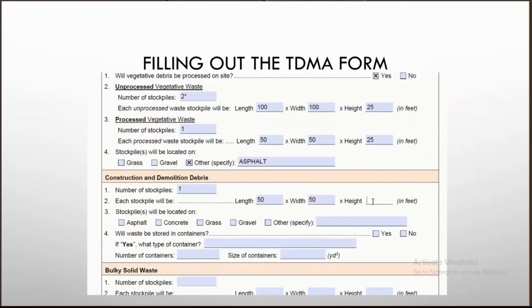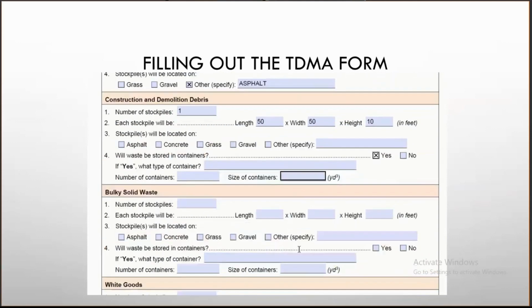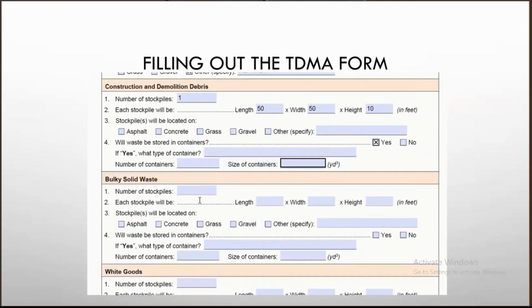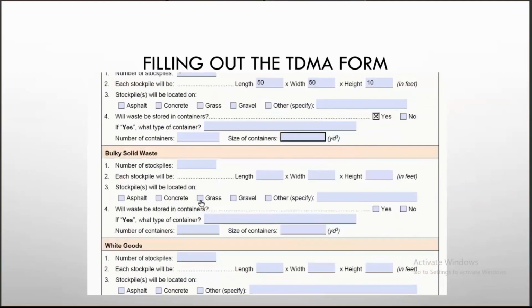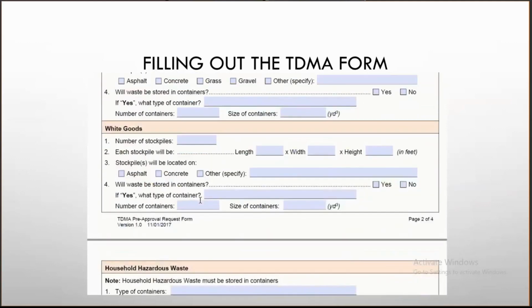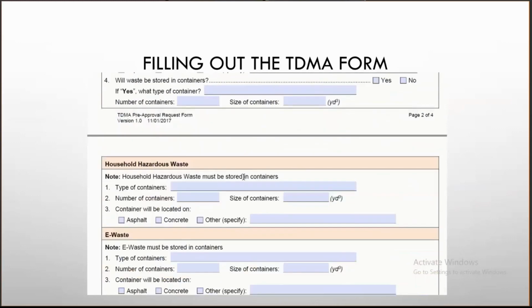I'm not going to do every single one, but if you're going to store C and D in a container, instead you would click yes and then put the type of the container, number of the container, and the size. If you're not storing bulky solid waste, you don't have to enter anything here. Just go through and put in all the appropriate information. Make sure that what you're entering here is the same as what's already on your site drawing.